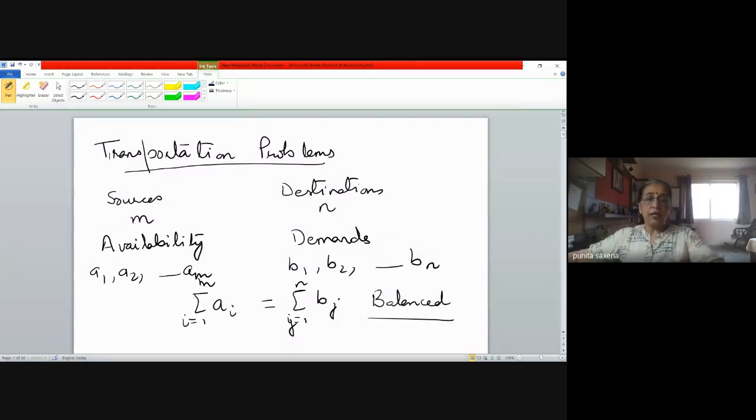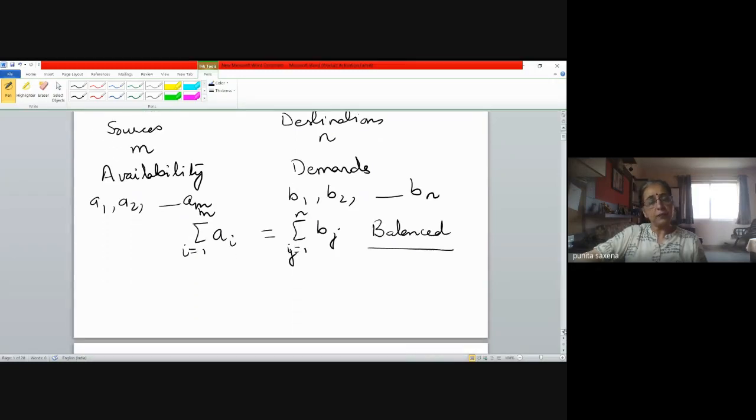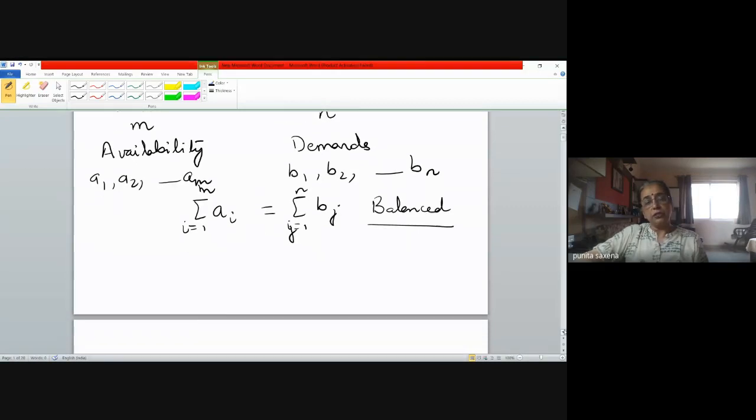So once you are given a problem to solve, the very first thing that you need to check is whether the given problem is a balanced problem or not. If it's balanced, we proceed on. If it's not, then we balance it. I mean, how that will come up when I take up an example of an unbalanced transportation problem. Because if it's not balanced, then it depends upon which one is higher, the total availabilities or the total demands. So accordingly, we incorporate a dummy source or a dummy destination, depending upon which is higher.